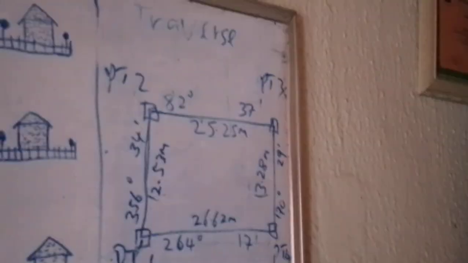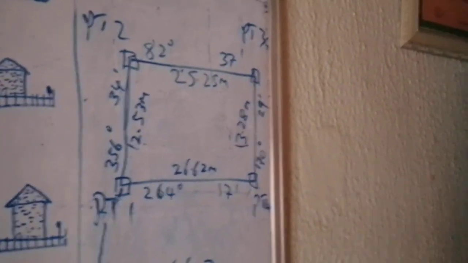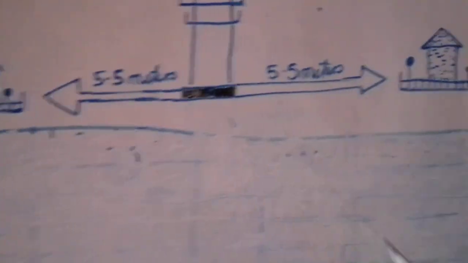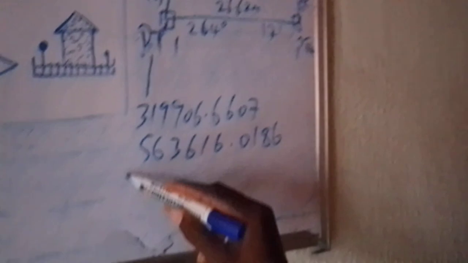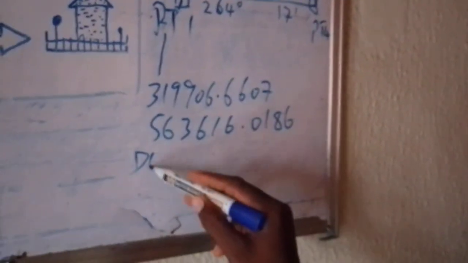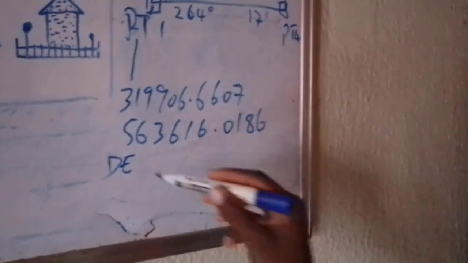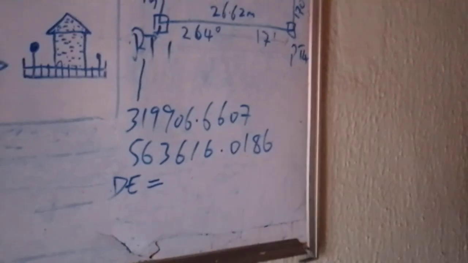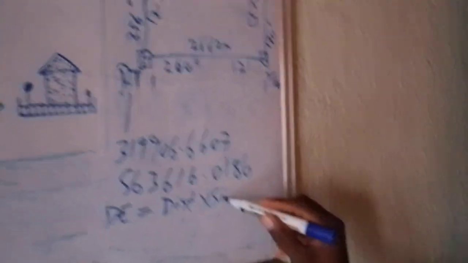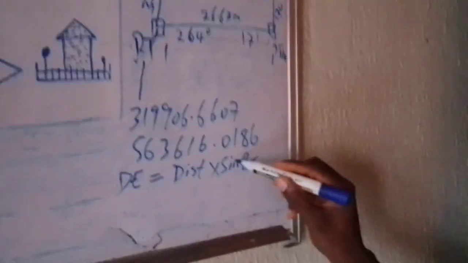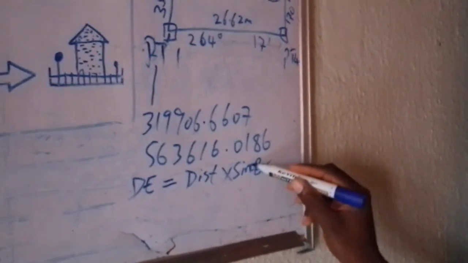So now that we have this, we can compute the coordinate of PT2. And how do we do that? We solve by first finding the delta easting. The formula for delta easting is distance times the sine of the bearing, right?